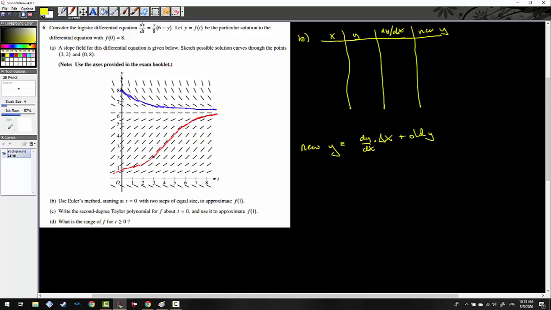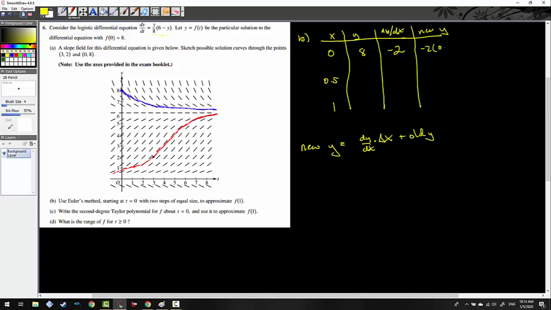Since we're going to be doing 2 steps of equal size, I'm starting at 0 going to 1. It'll go 0, 0.5, and then 1. So since they give us the initial condition (0, 8), the 8 goes in for y. Dy dx is what happens when I plug 8 into the differential equation. What I get is negative 2 when I plug 8 in for all of those y's into the diff EQ.